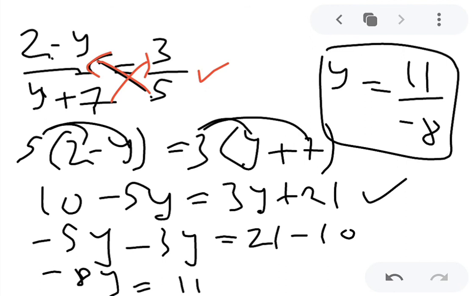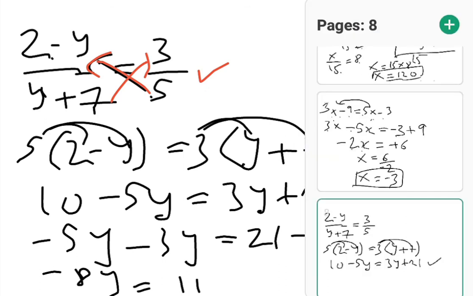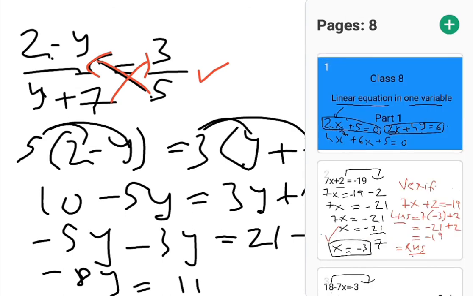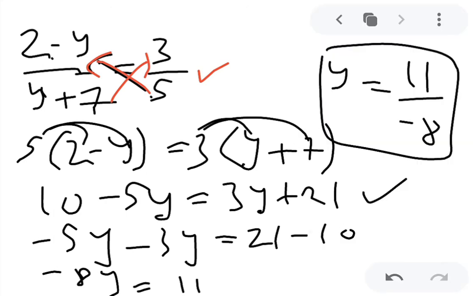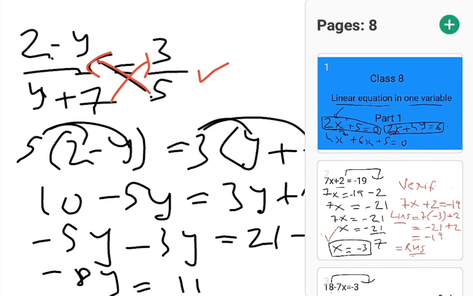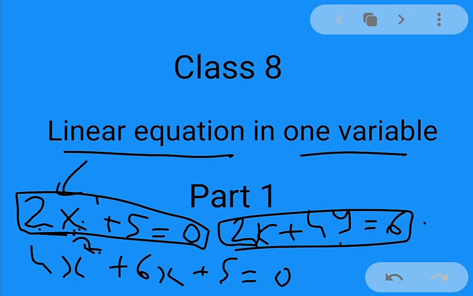This is how we are supposed to do the sums of linear equation in one variable, basic types. In my next video, I'll be showing you the more complex type of sums from this, and after that we'll be learning word problems. This is all about part 1 of linear equation in one variable.